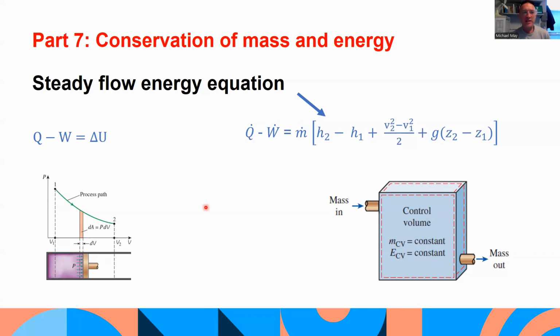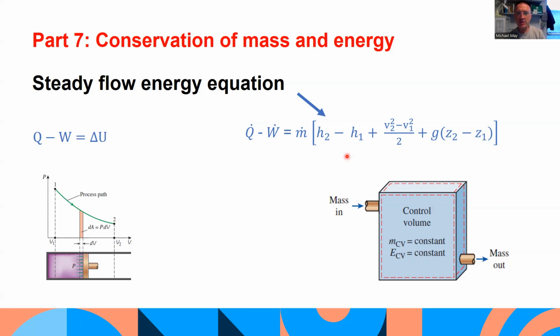Okay, so we're going to continue part 7 of the course that's described as conservation of mass and energy. And this is basically where we applied the first law of thermodynamics to open systems. Open systems where we have a mass flow coming in of the working fluid and a mass flow going out, potentially taking energy with it coming in and potentially taking energy with it going out.